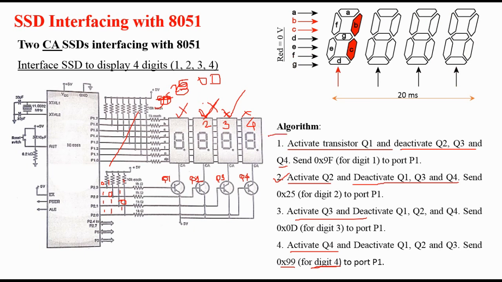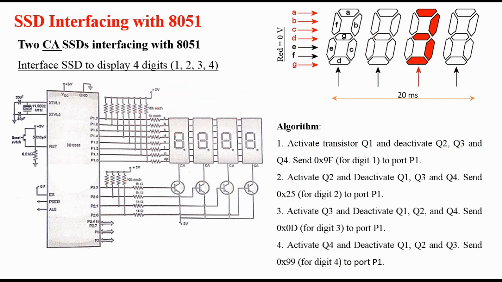Suppose we do this process within a 20 millisecond span, and quickly after that we repeat the procedure. Then we will be able to see that this display is continuously displaying 1 2 3 4 without any break. Now this is the discussion related to displaying 4 digits, that is 1 2 3 4, on a 7 segment display.